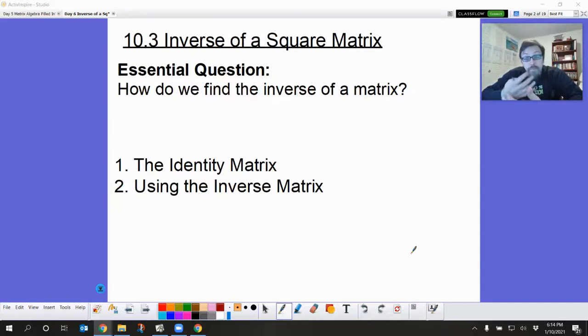Hi, welcome to section 10.3, which is actually pretty much the end of chapter 10. What we're going to look at today is the inverse of a matrix as well as the identity matrix.